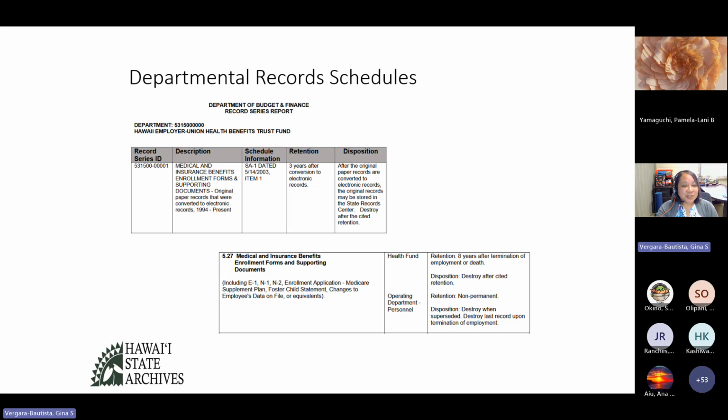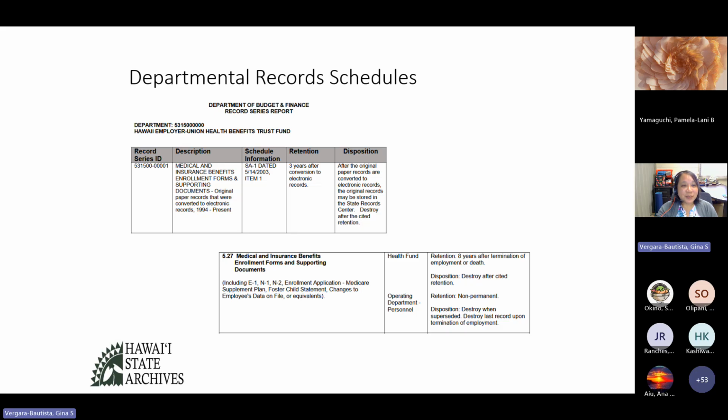If you look at the general record schedule, we have the same item listed as item 6.27. For health fund folks, that's, I believe, EUTF, the retention is 9 years after termination of employment or death, and then you get to destroy the record. For personnel in our various departments, it's non-permanent. You can destroy it when superseded. You can destroy last record upon termination of employment.